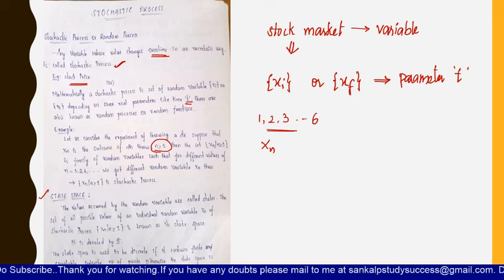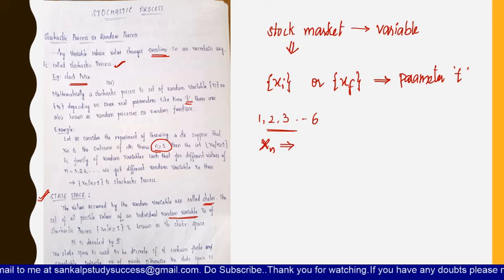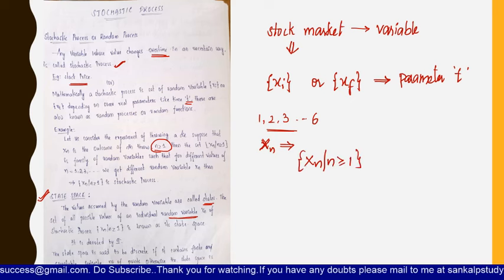Now let us see what is state space. Here, the values assumed by the random variable are called states. A state is nothing but the value which you take for the variable. Here, the set of all possible values of an individual random variable X_n. In the previous example of throwing a dice, the value you got in the nth throw is nothing but X_n. So X_n is the set of possible values of an individual random variable of the stochastic process. You can denote it as X_n such that n is greater than or equal to 1. This is known as the state space, and we denote the state space using the symbol capital I.